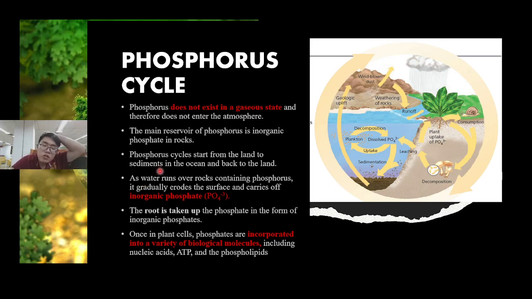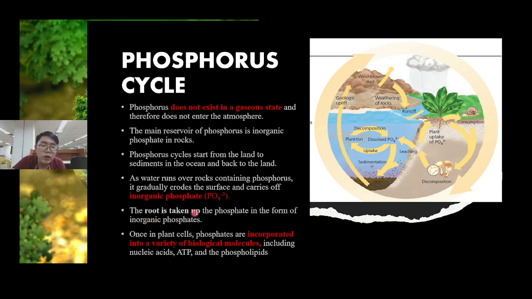Okay, so we just begin from the rock. When water runs over the rock, the weathering process occurs. It will gradually erode the surface of the rock and carry off inorganic phosphate. So when the water weathers the rock, it releases inorganic phosphate ions to the land or ocean. You have to remember that it will not be released to the atmosphere because it does not exist in a gaseous state. It will just be released to the land or ocean.